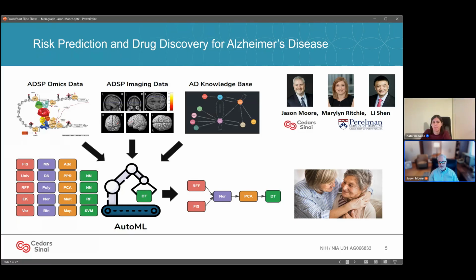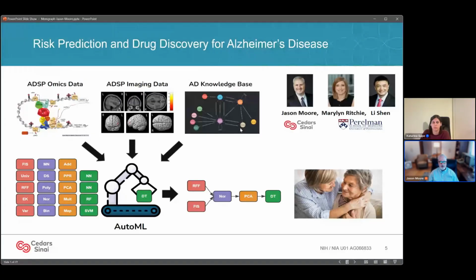And so what this grant is focused on is, okay, how do we adapt TPOT to working with multimodal Alzheimer data? We're collecting lots of genomic data, but also imaging data, clinical data, other types of data. And so the challenge is, how do you integrate all this data and develop a machine learning pipeline that can predict Alzheimer's disease risk accurately?